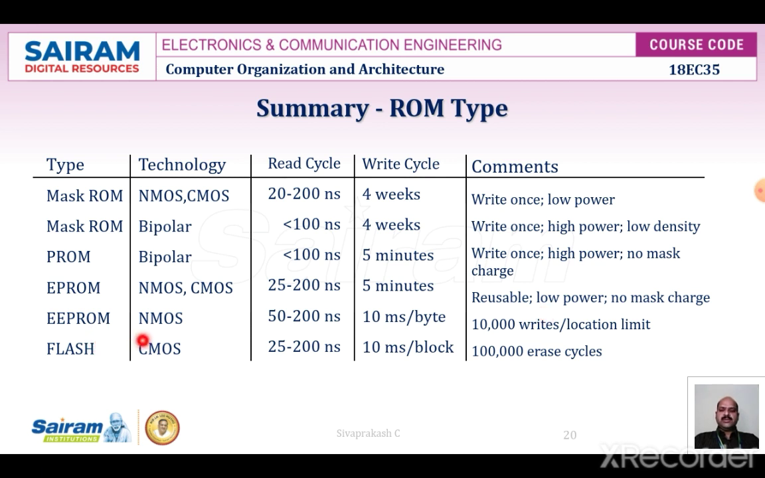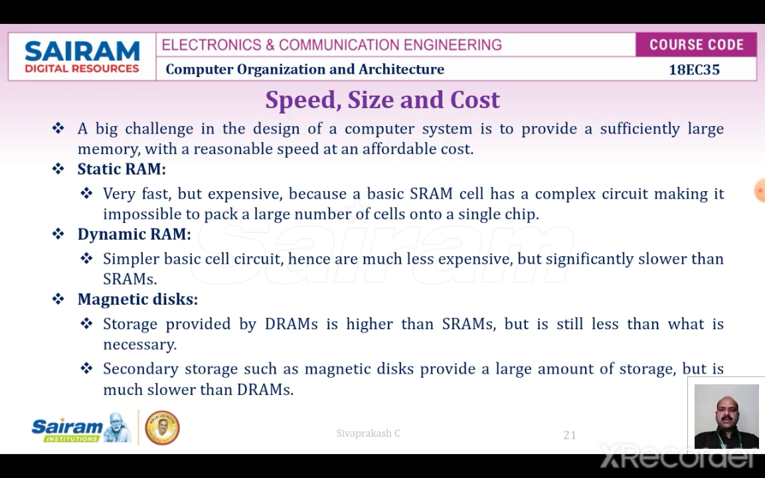Coming to the flash cards, which are available in CMOS technology, which needs 25 to 200 nanoseconds of read cycle and 10 milliseconds per block, and the erase cycles may be 100,000 times; we can erase and reuse it in such a way. So in general, if you compare memory in terms of 3 characteristics called speed, size and cost, a big challenge in the design of a computer system is to provide a sufficiently large memory with reasonable speed at affordable cost.